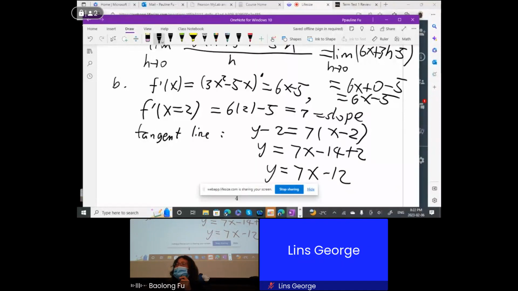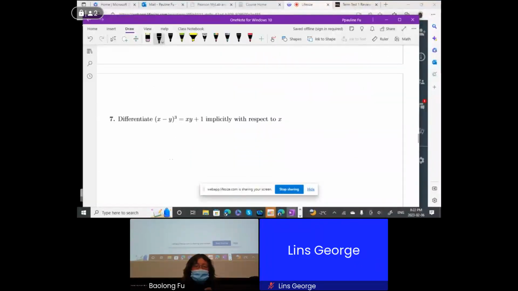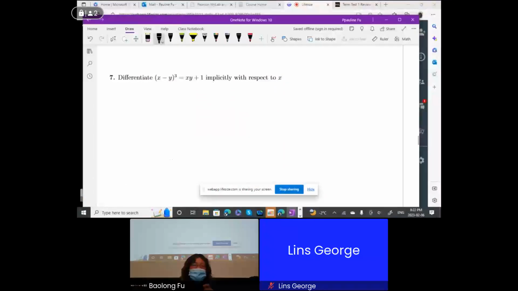Questions? Question 7, differentiate implicitly. And I will do 2 or 3 more questions about this at the request of one student at the beginning of class, okay? Differentiate implicitly with respect to x.